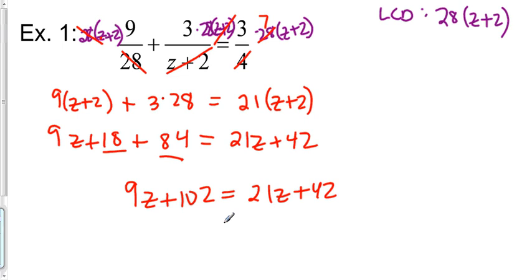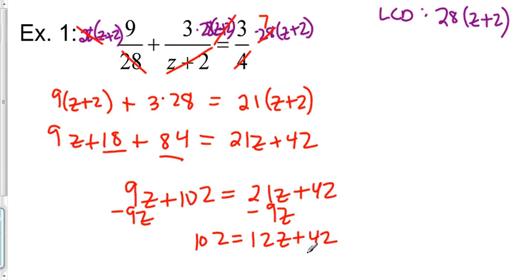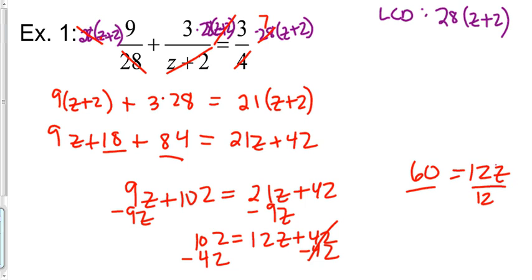And now let's solve for z. I'm going to subtract 9z on each side. 21 minus 9 gives me 12. So 102 equals 12z plus 42. Let's subtract 42 on each side. And I get 60 equals 12z. Divide each side by 12. And we get z equals 5.